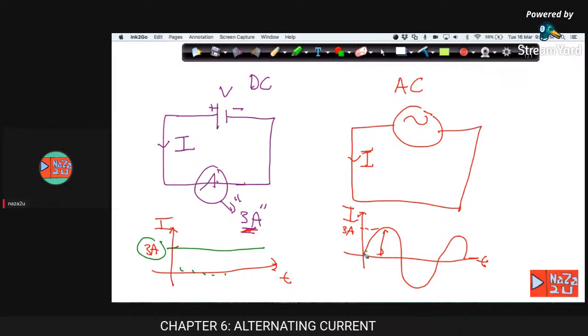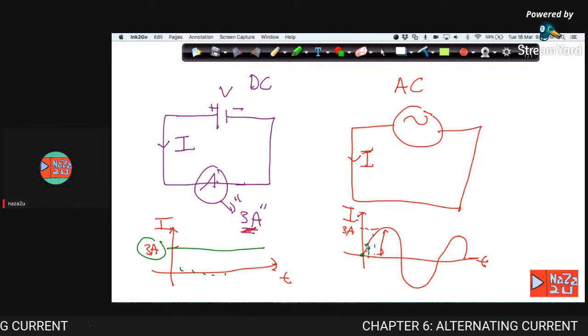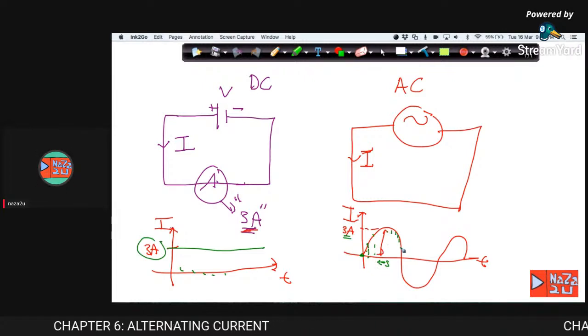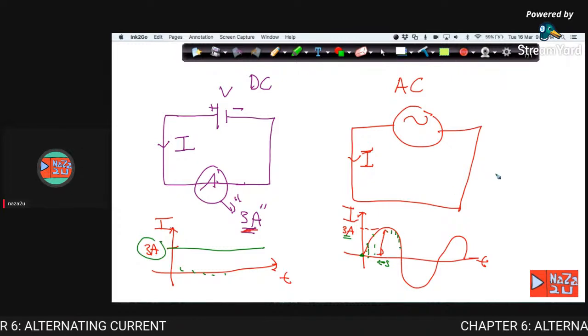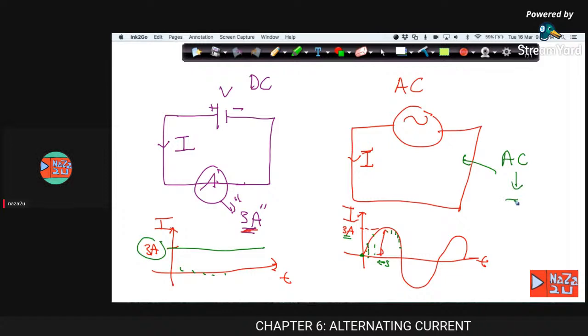But at time T equal to 0, the current is equal to 0. What happened at, let's say, T, 1 second, 2 seconds? Maybe the maximum current 3 ampere is at, let's say, 5 seconds. And the next second, the current starts to decrease. So how can you describe the current flow? The current flow in the AC circuit. What is the current flow?